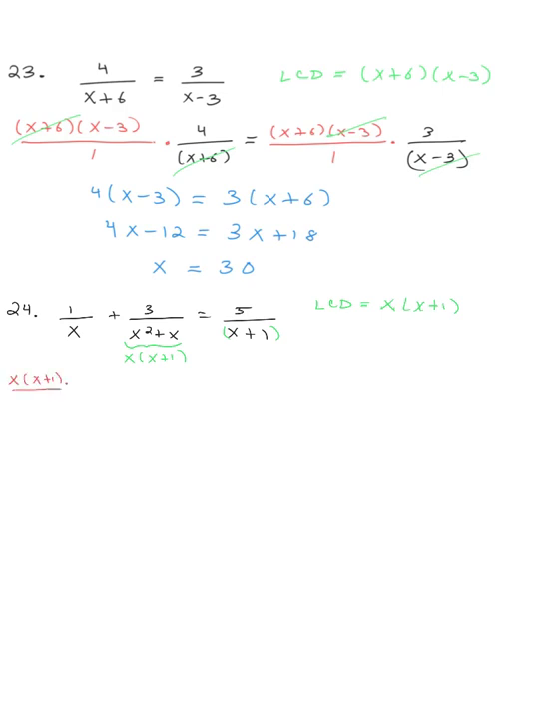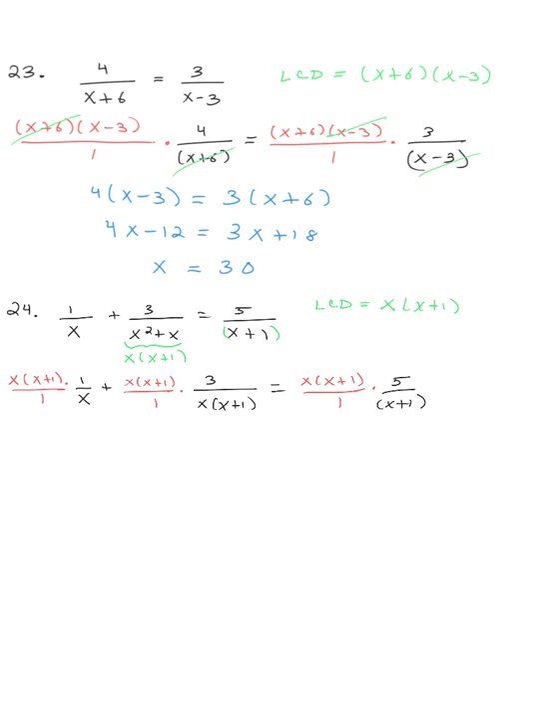For the first fraction, it just stays 1 over x. I then multiply this x times x plus 1 to 3 over, and I'm going to choose to write that denominator as x times x plus 1. And on the right, x times x plus 1 all over 1 is multiplied to 5 over x plus 1, which I'll put parentheses around.